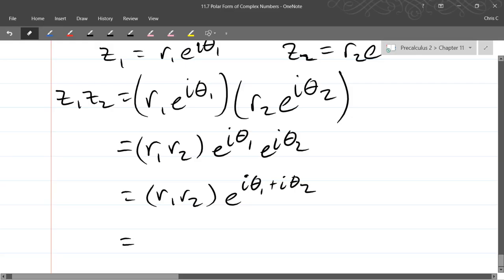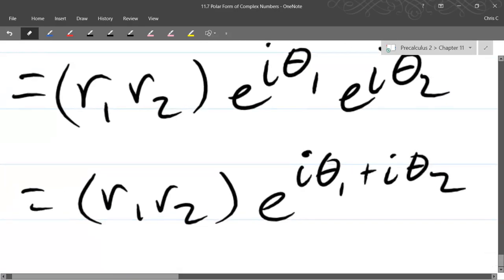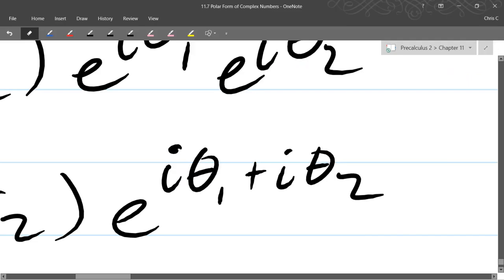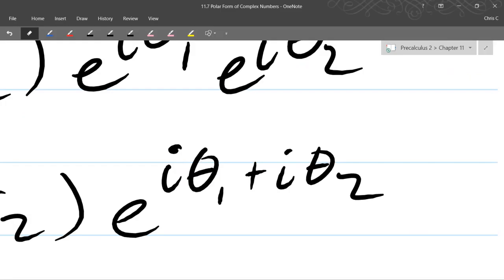So what's the very last step? After you should have gotten to here, you just add your exponents when the bases are the same. And we can rearrange, move all the r's out front. So we're adding our exponents, but how do I write this with just theta 1 plus theta 2? What do I do with the i? Factor it. So we're going to factor our i out, and then we get theta 1 plus theta 2 left over.